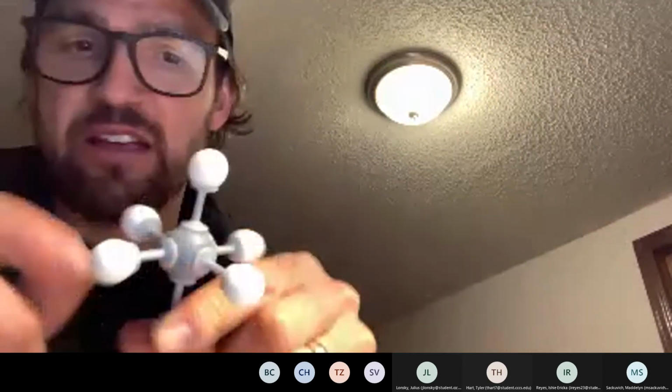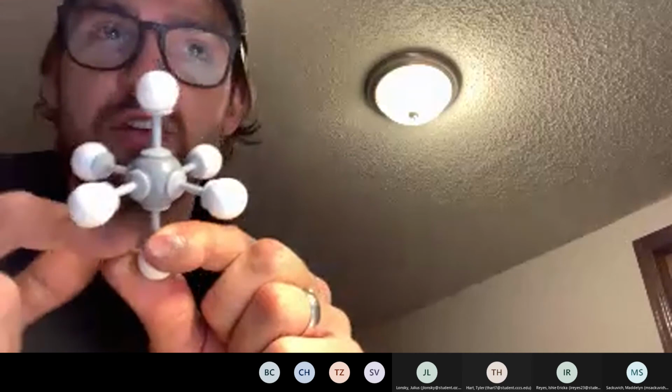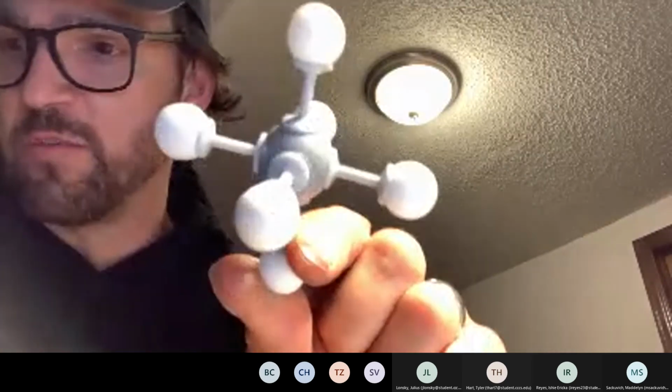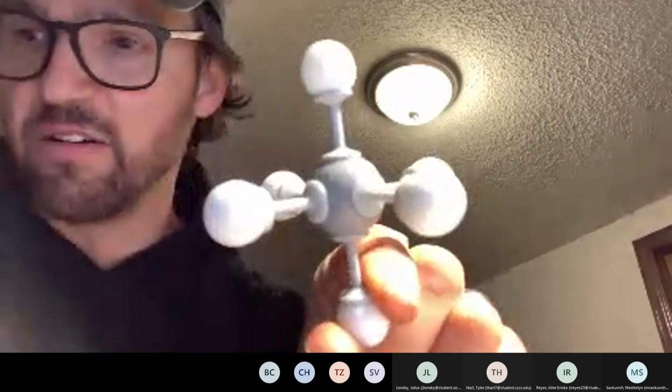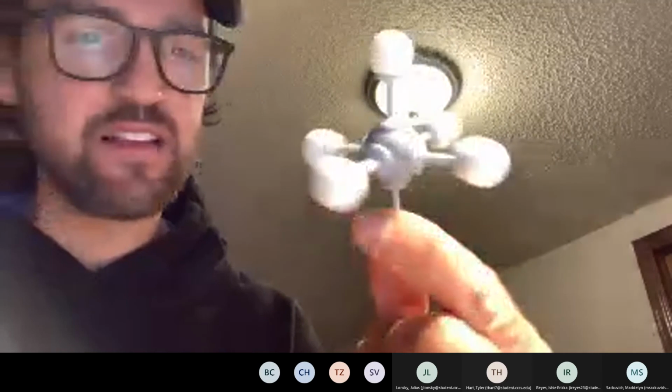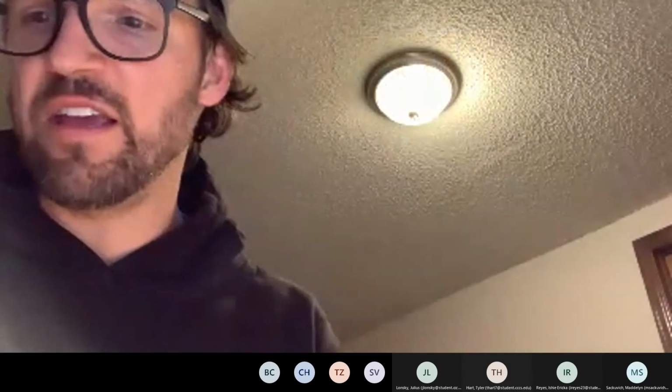These angles are 90 degrees. This angle is 90 degrees, except for the two extremes here. These would be 180 degrees like that. But that's the octahedral shape. Pretty cool, huh? Very cool shape, the octahedron.